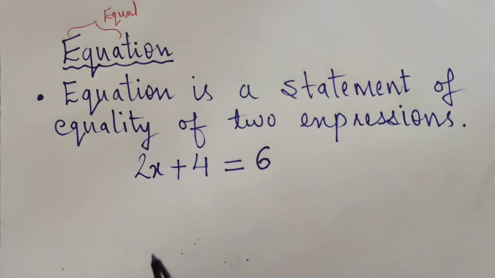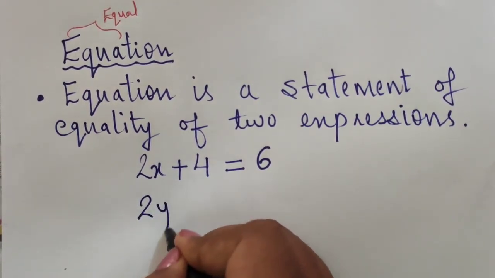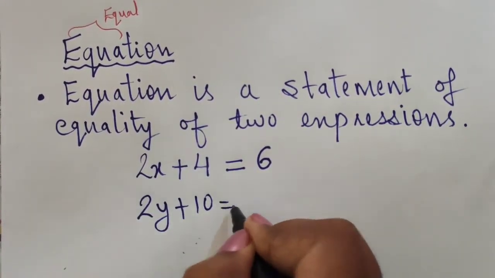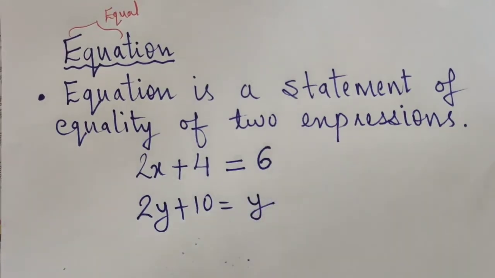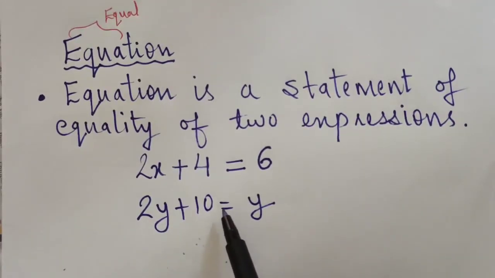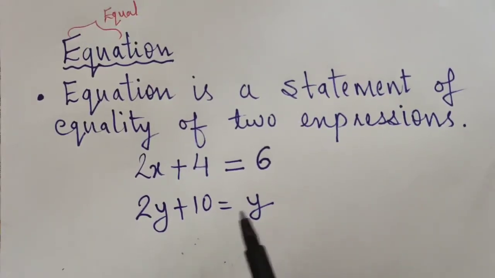Similarly, when you look at 2y plus 10 equals y. So here you see this expression 2y plus 10 is equal to another expression, that is y. So the minute we say that these two expressions are equal, they are no more an expression, they are now an equation. Why? Because the two expressions are now connected by an equality sign.